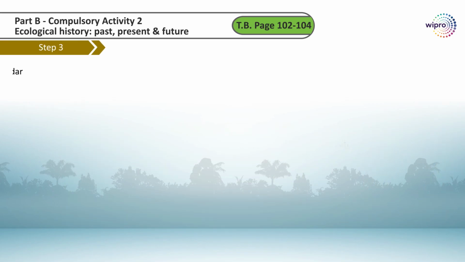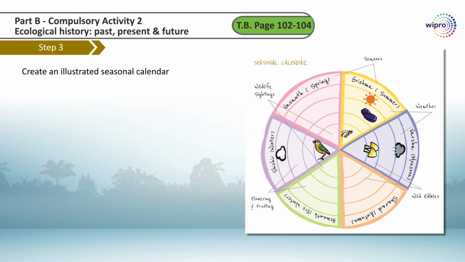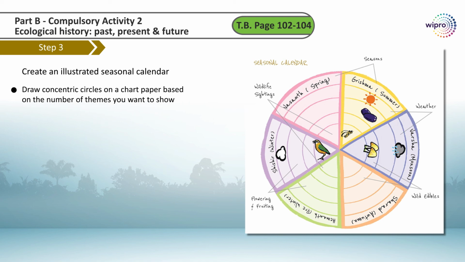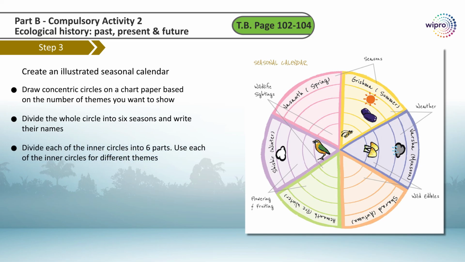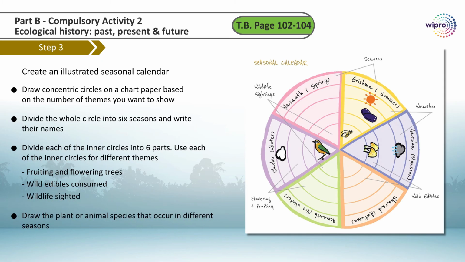Step 3. Create an illustrated seasonal calendar as per the instructions below. Draw concentric circles on a chart paper based on the number of themes you want to show. Divide the whole circle into 6 seasons and write their names. Divide each of the inner circles into 6 parts. Use each of the inner circles for different themes: fruiting and flowering trees, wild edibles consumed, wildlife sighted, etc. Draw the plant or animal species that occur in different seasons. You could also replace the plant drawings by sticking a part of the plant.